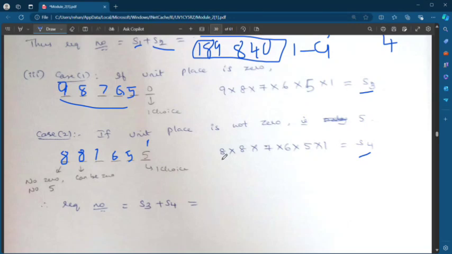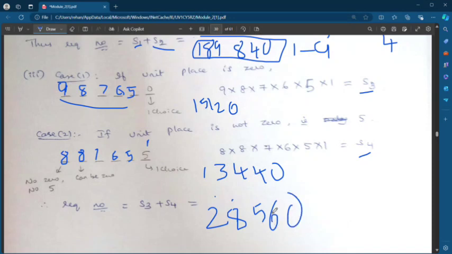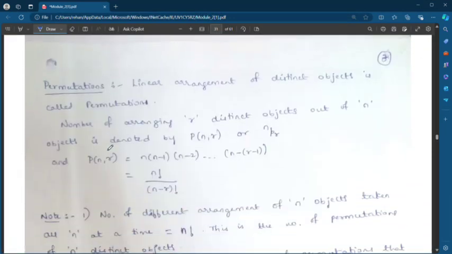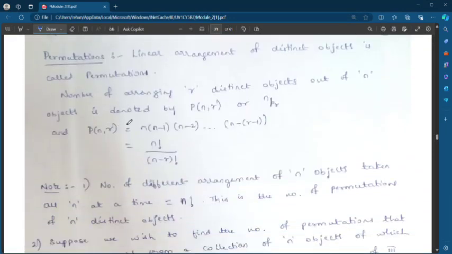9 into 8 into 7 into 6 into 5. So here I will get 1, 5, 1, 2, 0, and here now 8 into 8 into 7 into 6 into 5. Here I have 1, 3, 4, 4, 0 plus 1, 5, 1, 2, 0. So the final answer we'll get is 2, 8, 5, 6, 0. Okay, done. So that part, the sum and that product, is done.